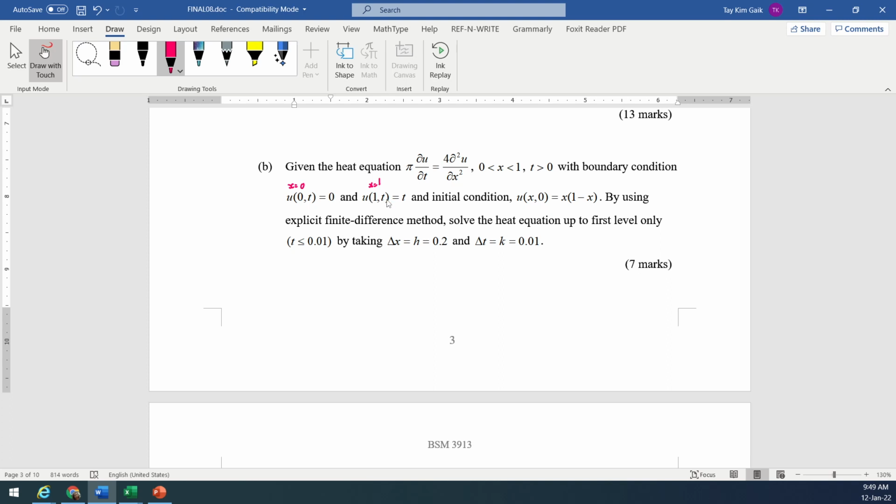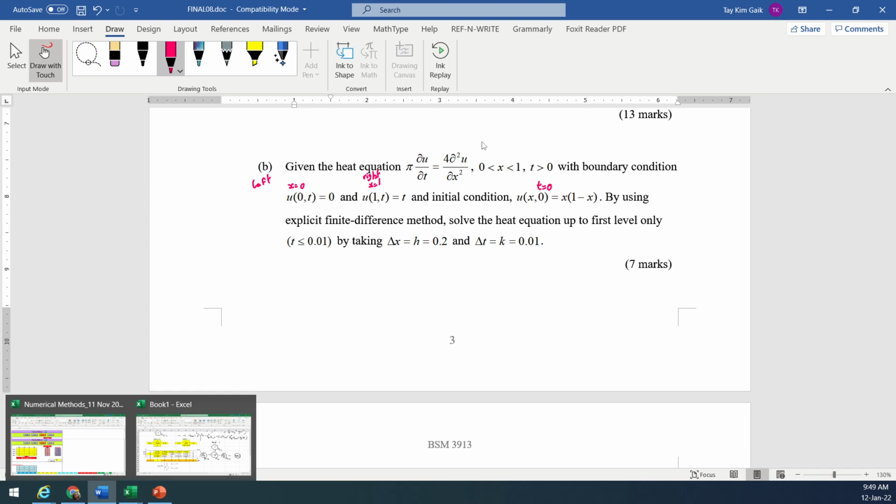So the second condition here is u(1,t). Maybe some of you are confused about left and right. This is left, this is right. I think some of you confuse left and right, like left hand and right hand. The initial condition is always at t equal to 0. So we try to solve this one quickly before the time is up.